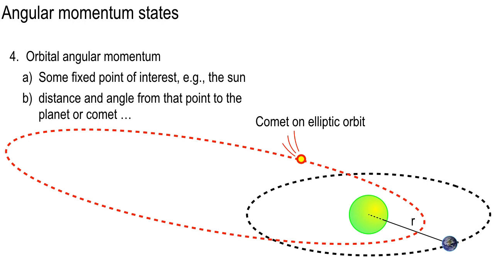Because remember, angular momentum is all about where the matter is. Is it moving in a spin? Is it moving in a curve? And how far is it from that central point, in this case, the sun? But it could be something like an electron around a nucleus.